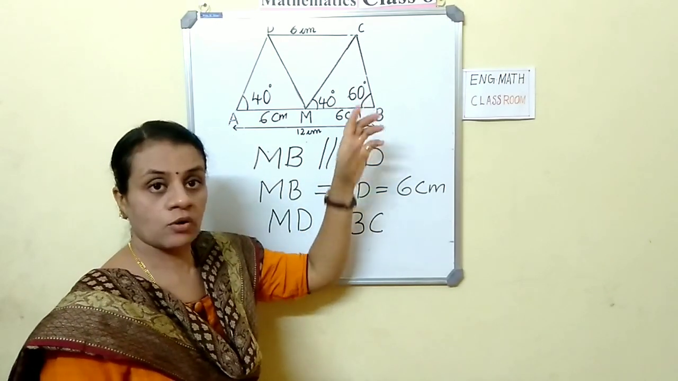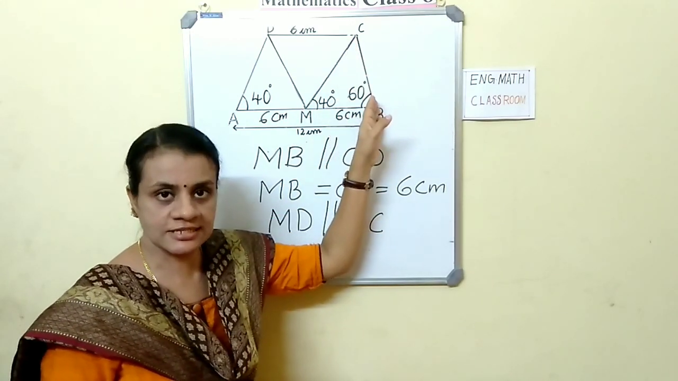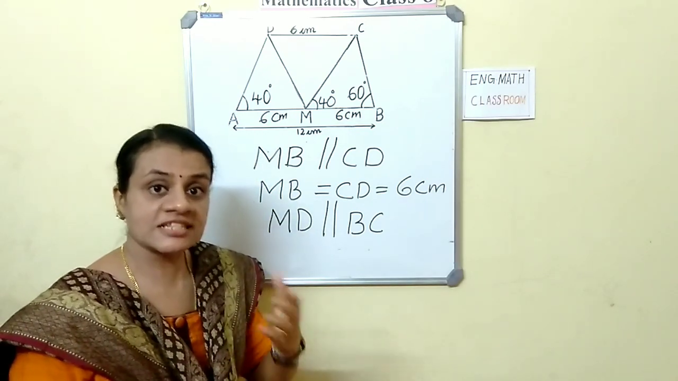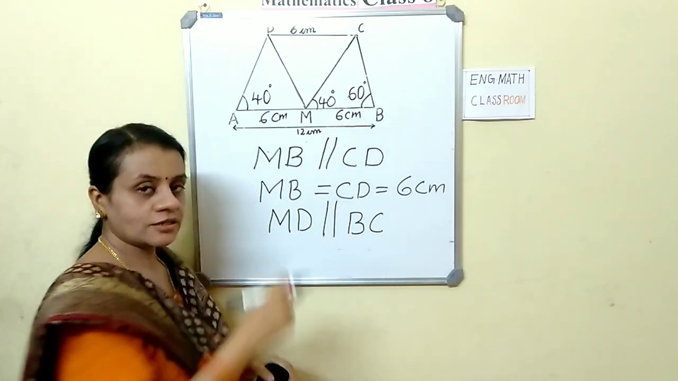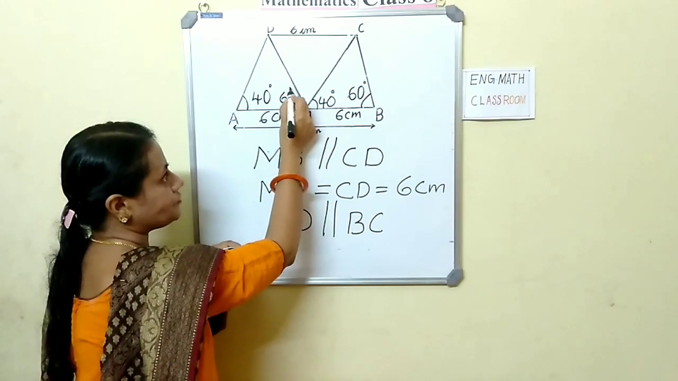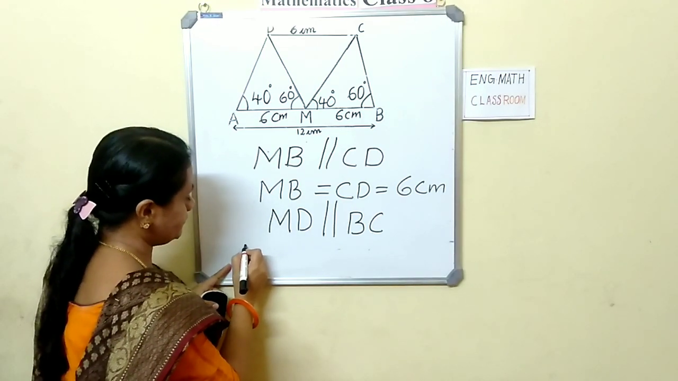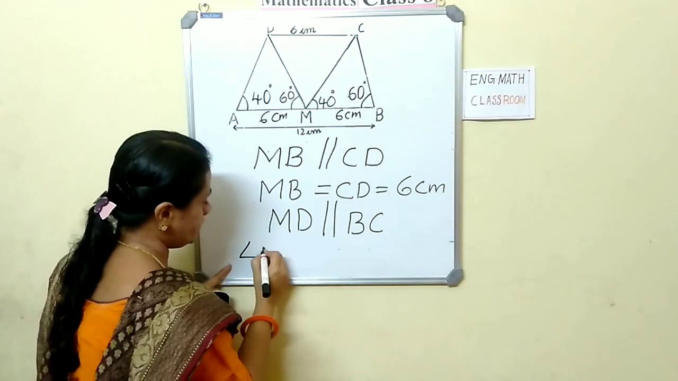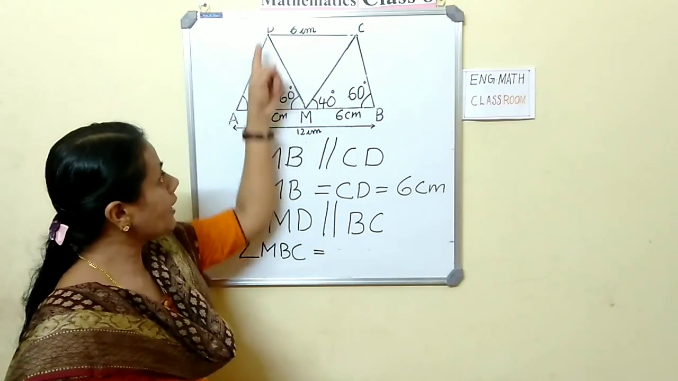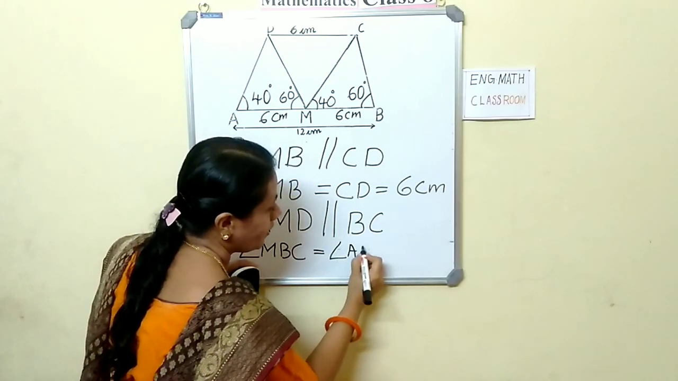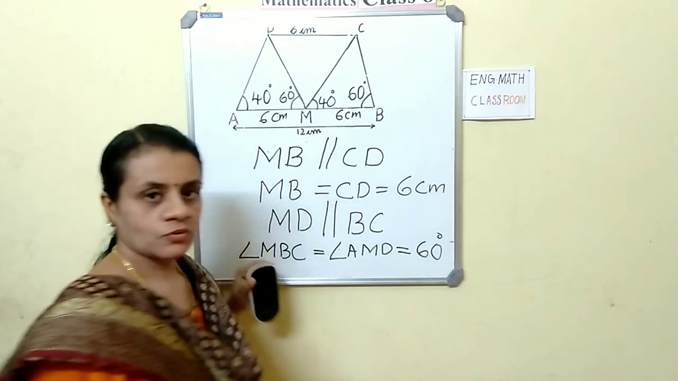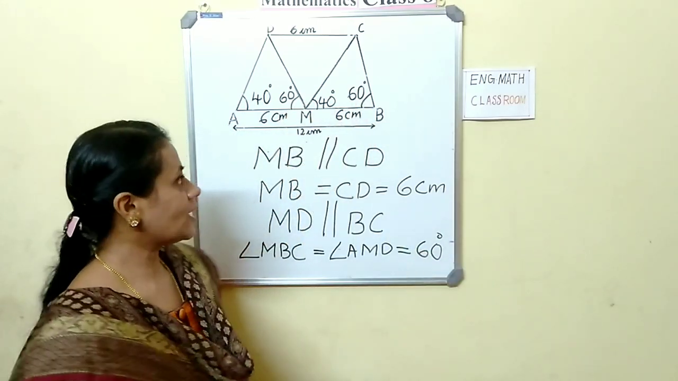And here 60 degree already given. Angle MBC is 60 degree. So what will be the angle AMD? It is also 60 degree. What is the reason? Both are corresponding angles. So write it down. This is also 60 degree. So we can write angle MBC equals angle AMD equals 60 degree. Okay. So these two angles also corresponding angles. Now look at here.